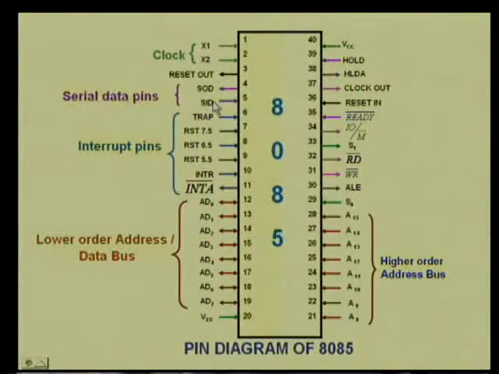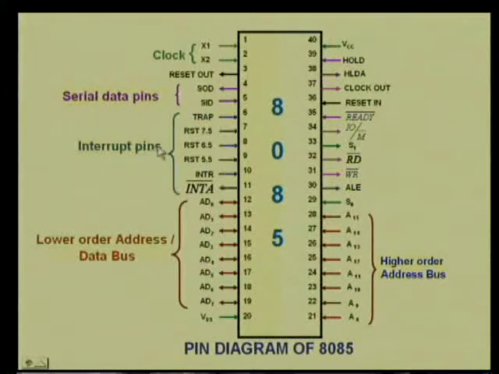Let us see the serial data pins. So far we have used these 8 data lines for parallel data transfer, that is, all 8 bits can be processed or accessed by the processor at a time. Whereas in serial data transfer mode, the data has to be sent one bit after another on a single line. So here SID is the serial input data pin, over which the data can be input to the processor in serial transfer, whereas SOD is the serial output data line, over which the processor can write data into the peripheral device.